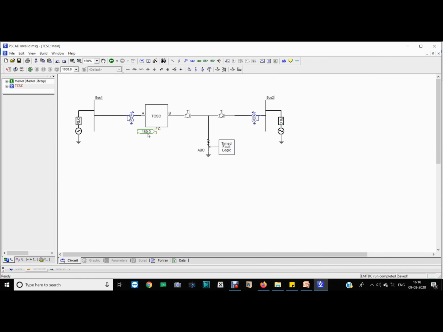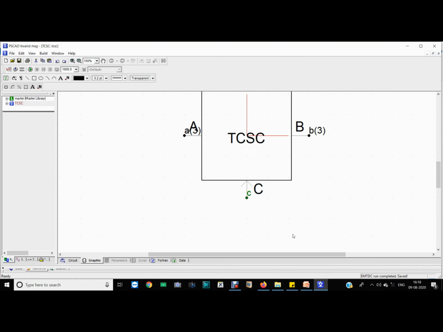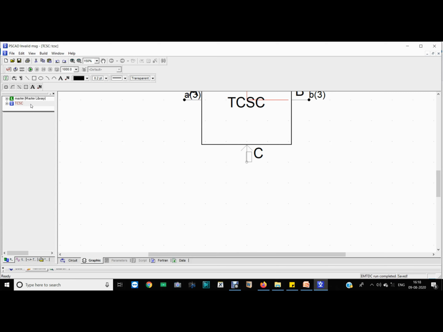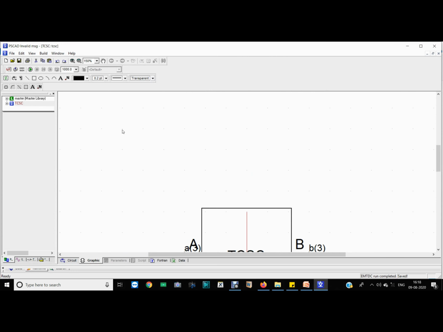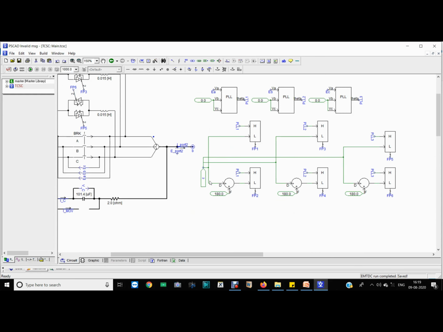This is 160 degree what I have given. This is nothing but the firing angle of the thyristor switch. So if we just edit the dimension, this is nothing but C, and the dimension is 1. This is the input data, right? Now, how to go back? Okay, now this is the C, the firing angle.